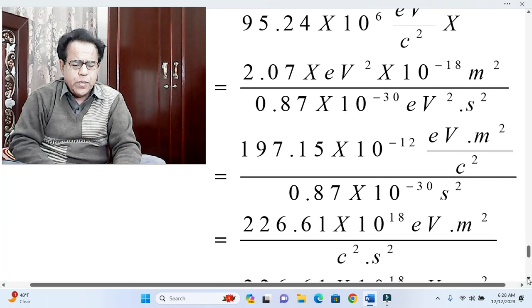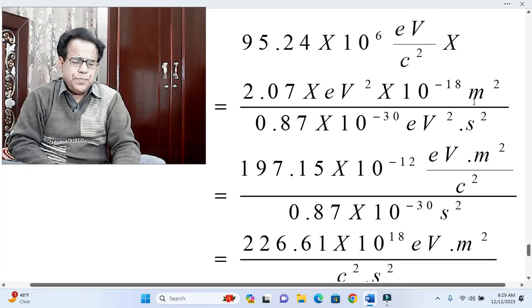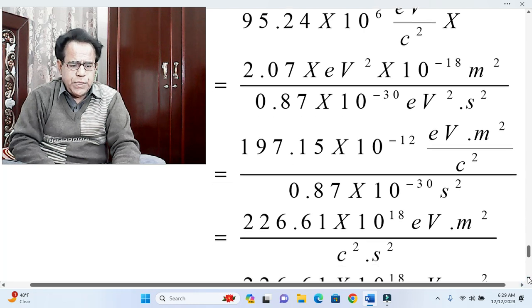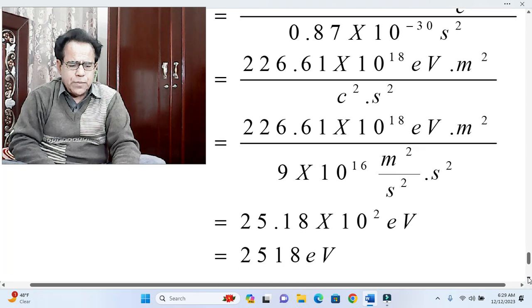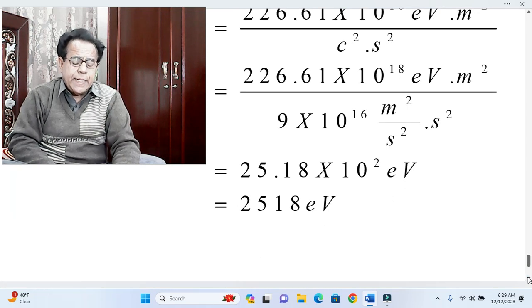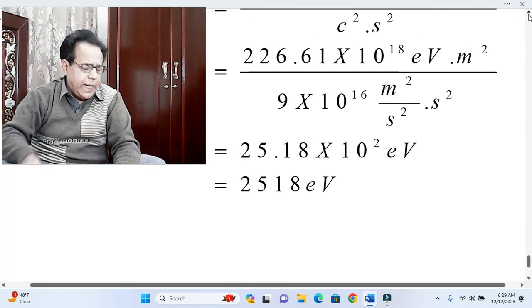Dear students, simplification is quite easy, but a lot of hard work has been done by me in typing this problem in MathType software. Allah Almighty may give me reward for this hard work. So E finally, after these simplification processes, becomes equal to 2518 electron volt, and this is the end of our problem.